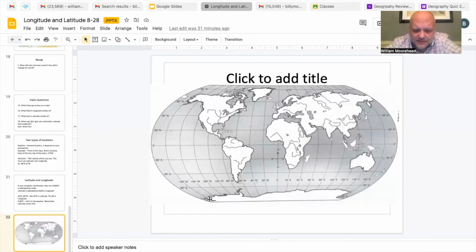Do you see 80 south down here? 80 south runs through Antarctica. You don't see a bunch of the line because it runs through here. Same way with 60 north, it runs through North America. You don't see the line right there.